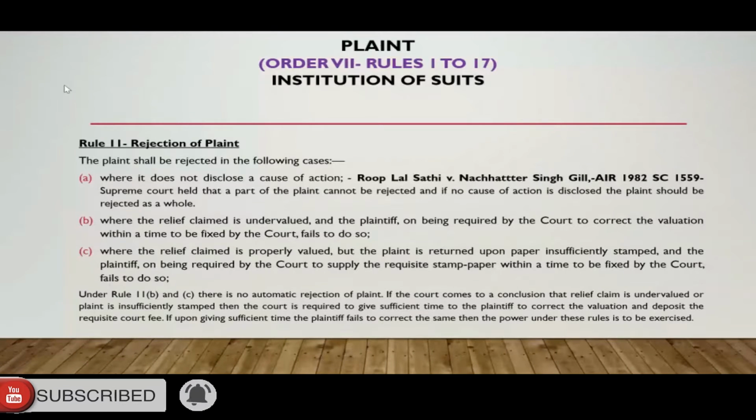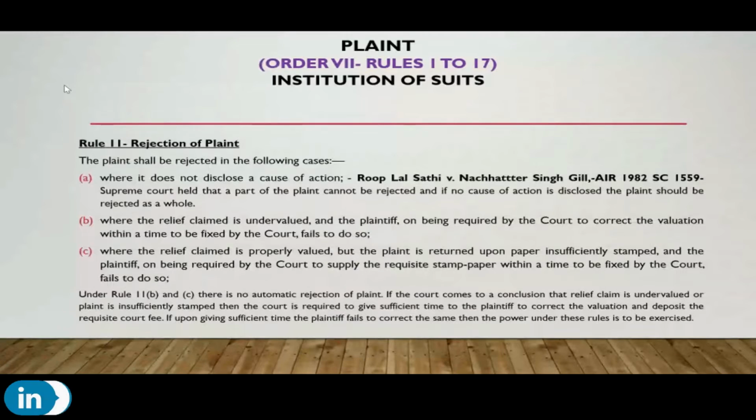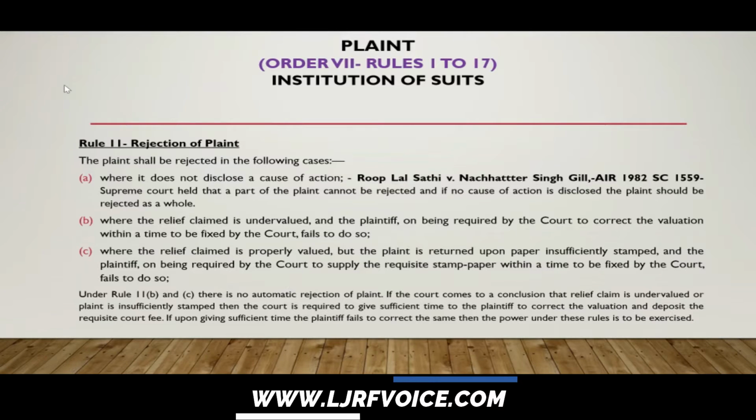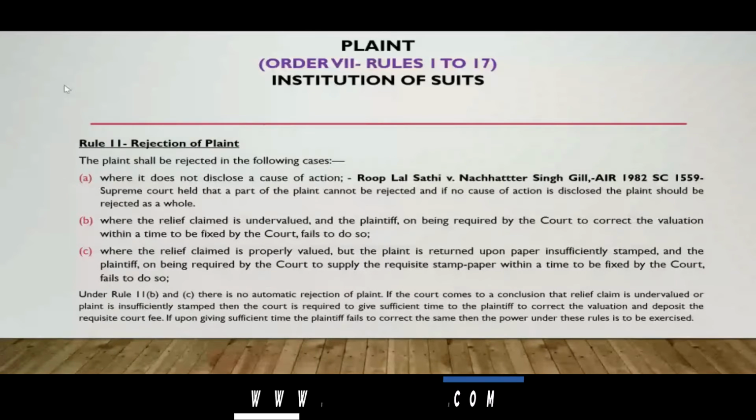I know you might have studied in law college, at the time of LLB, but still you need to understand what the circumstances are, what the significance of these circumstances is, and what the other issues involved with these grounds are. The first ground available to the court for rejection of a plaint is when it does not disclose a cause of action.